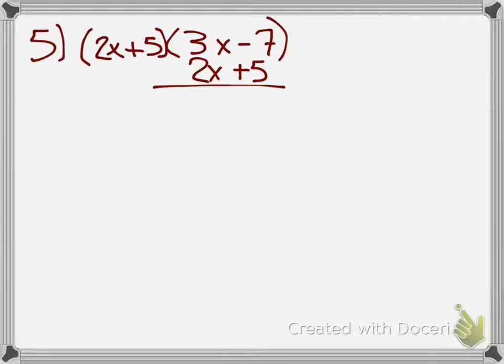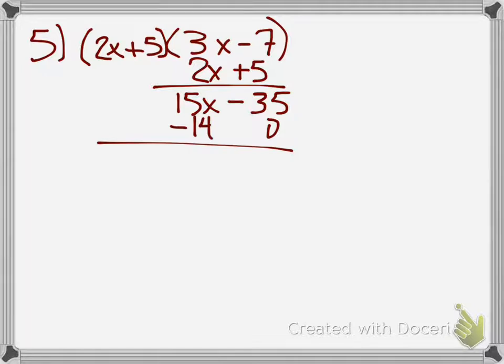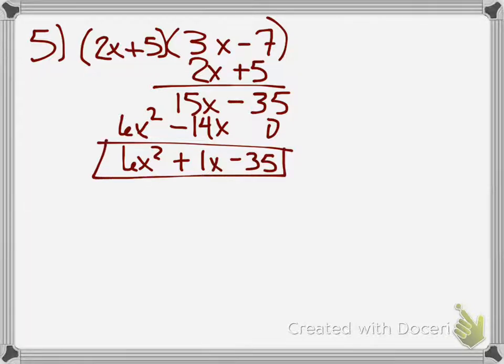Anyways, negative 7 times 5 is negative 35. 5 times 3 is 15x. Put a 0 in the next row. 2x times negative 7 is negative 14x. And then 2x times 3x is 6x squared. Notice that everything is lined up, so I can go 6x squared, 15 minus 14 is positive 1x, minus 35. And there's my answer. So that's all you've got to do for number 5.